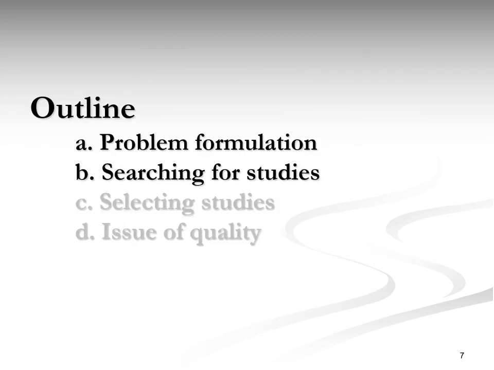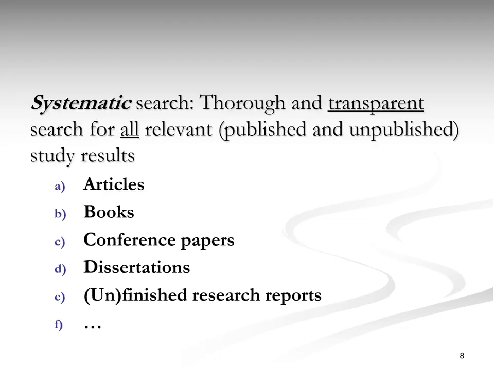Next, you're going to search for studies. And very often, we want to do a systematic search. So if we want to do a systematic review, then we need to do a systematic search as well. And we talk about a systematic search if we are using a thorough and transparent search for all relevant studies, published and unpublished studies. So we look at articles, books, conference papers, dissertations, research reports, and so on. So we look for all studies that potentially say something about our research question.